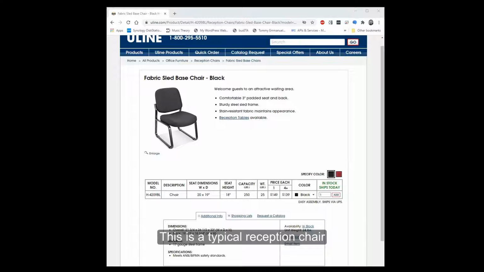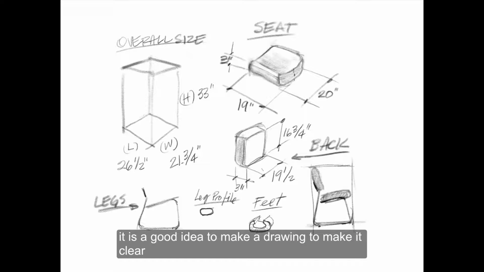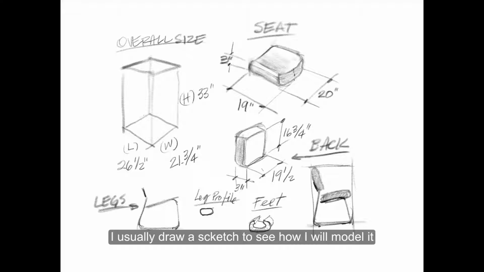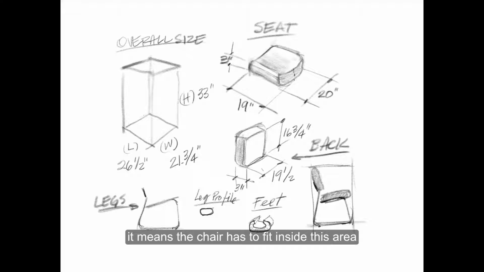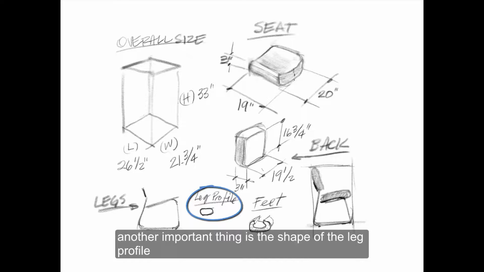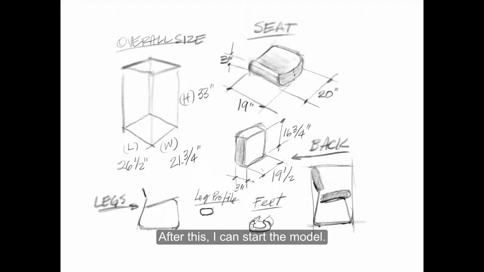It's a typical one, and this page shows all the information you need. So it's a good idea first to make a drawing of what you're going to be making. If you notice the overall size box, that is a good starting point because it means the chair has to fit in that area. So after this, you can start the model.